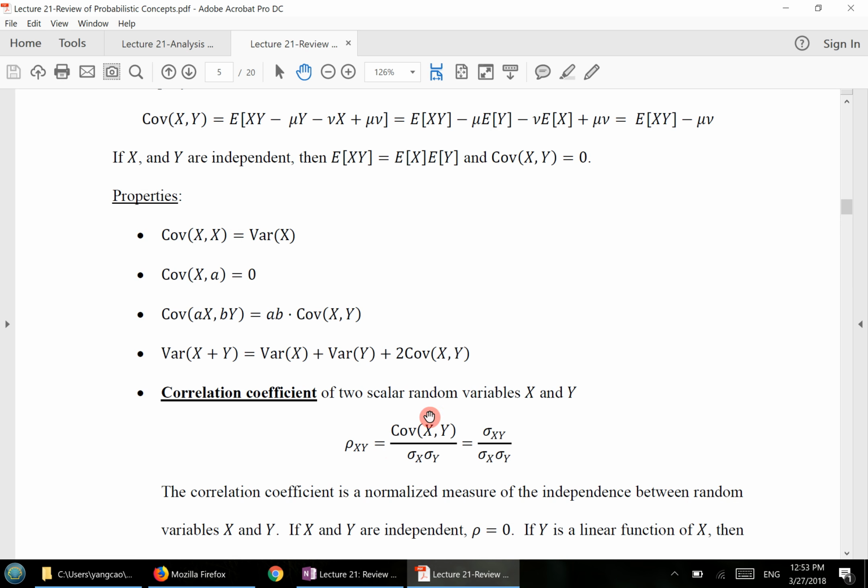So if you look at this one here, the numerator is what? It's the covariance. So if the covariance here is equal to 0, then what does that mean? The two random variables must be independent. That's how you can tell from this correlation coefficient here.